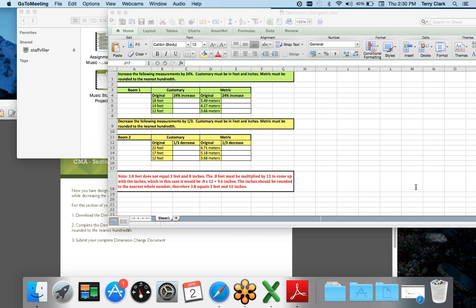So I'm going to take the 0.33 and multiply it by 12, because there's 12 inches in a foot, and figure out how many inches that 0.33 is actually going to be. When I take 0.33 multiplied by 12, that's going to give me 3.96 inches.